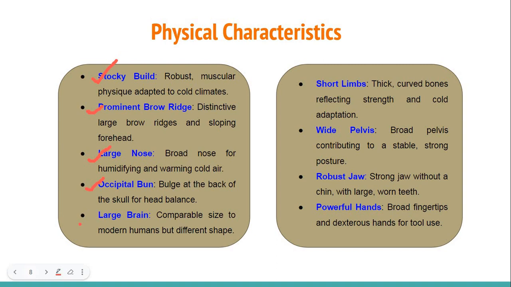The brain size was large and comparable to the size of the modern human, but the shape was slightly different. The limbs were short and thick, with curved bones reflecting the strength and the cold adaptation. The pelvis was wide, which shows that they had a stable posture. Though it was very obvious that they were doing bipedal locomotion, the broad pelvis indicates a very strong and stable posture too. The jaw was robust and the hands were very powerful.